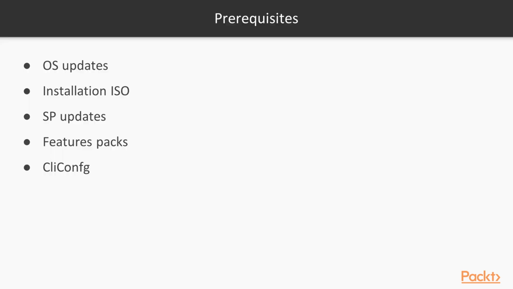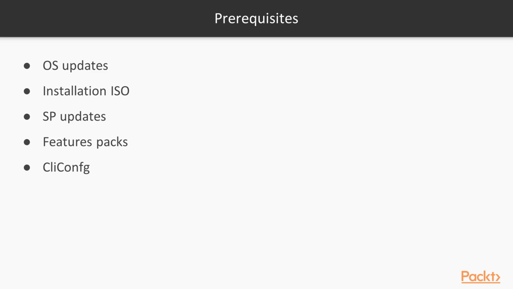Prerequisites. Some of the things we need to get in place as we configure our servers. We need to have our operating system updates. So we need to go ahead and install those updates before we even start the installation. We need to make sure we have a SharePoint ISO or the installation files for SharePoint on the server. I usually spin up the ISO. I copy those installation files to my SharePoint server.